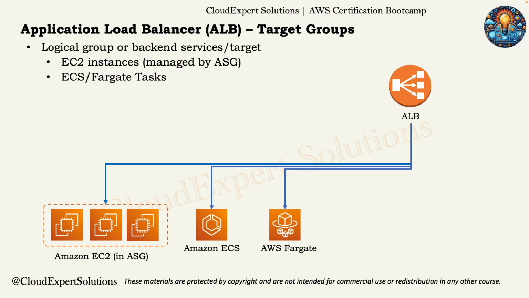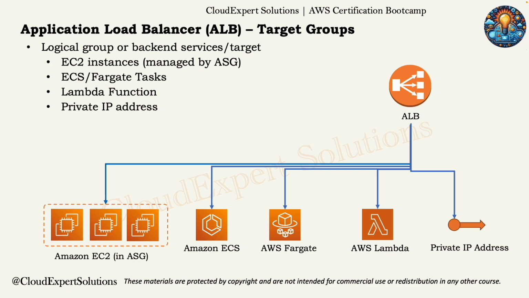You can also have Amazon ECS or AWS Fargate task. We haven't covered ECS and Fargate yet. ECS is Amazon's managed containerized platform to host Docker containers, and Fargate is AWS's serverless offering to host Docker or Kubernetes containers. You can also have AWS Lambda as the target group. AWS Lambda is AWS's serverless compute offering, or even you can have a private IP address as the target group.